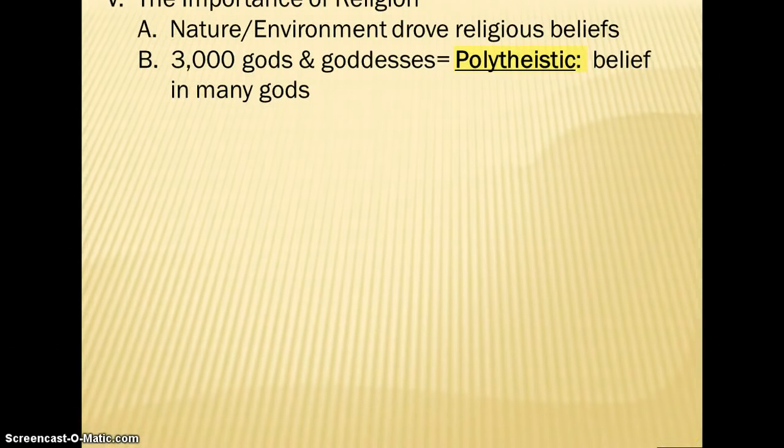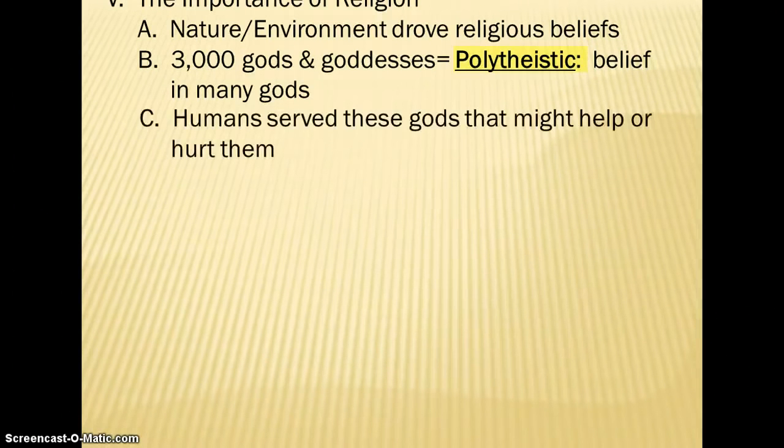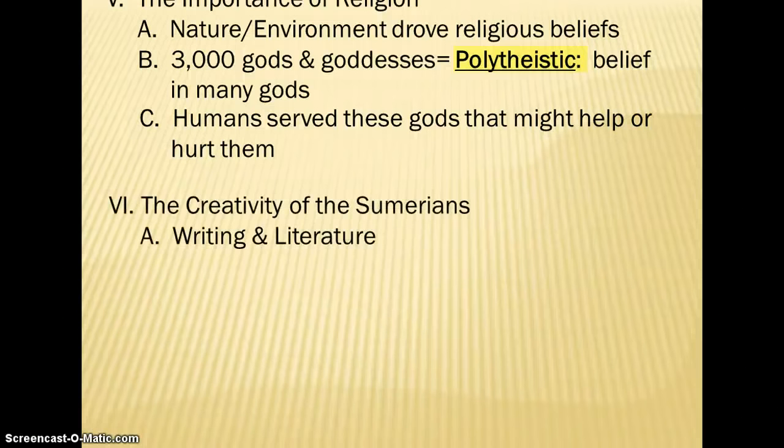All right, religion was very important. They had most of their 3,000 gods and goddesses dealing with nature, and so they were a polytheistic society, and they did not worship the gods in the same sense that we worship our God, but really we were just there to serve them.